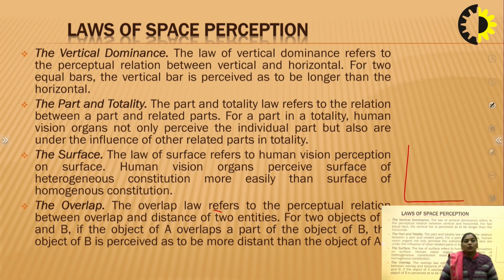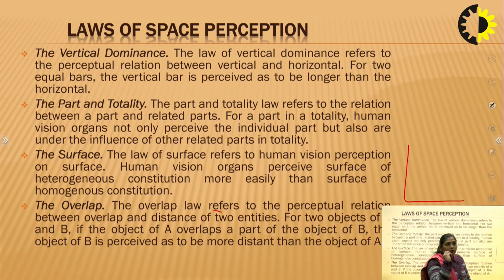The part and the totality. The part and the totality law refers to the relationship between a part and the related parts. For a part in totality, human vision organs not only perceive the individual part but are also under the influence of the other related parts in totality. The surface. The law of the surface refers to human vision perception of surface. Human vision organs perceive a surface of heterogeneous constitution more easily than a surface of homogeneous constitution.